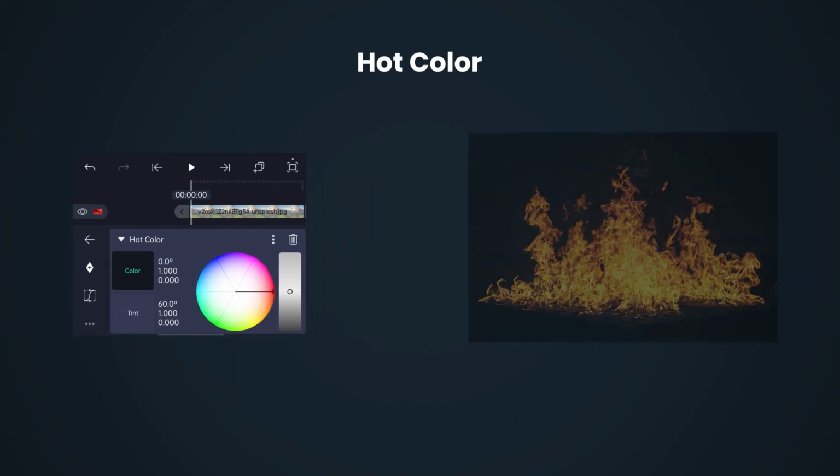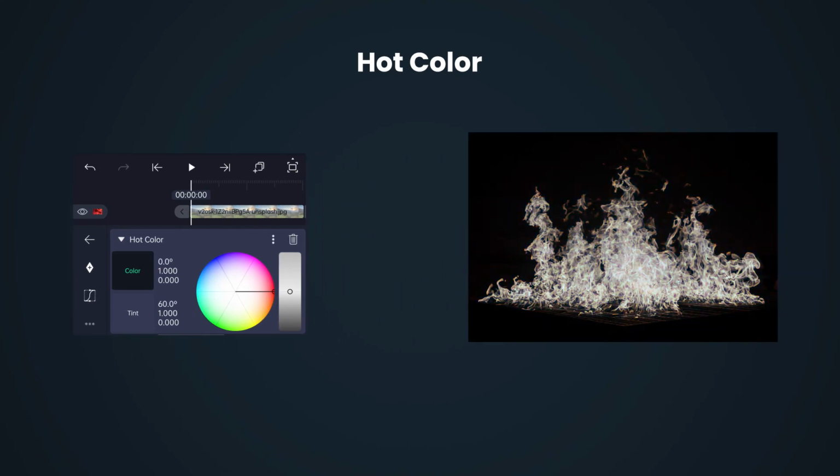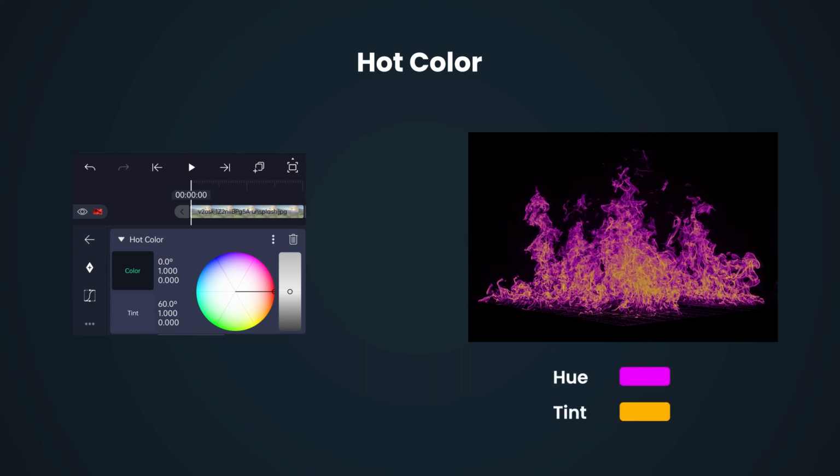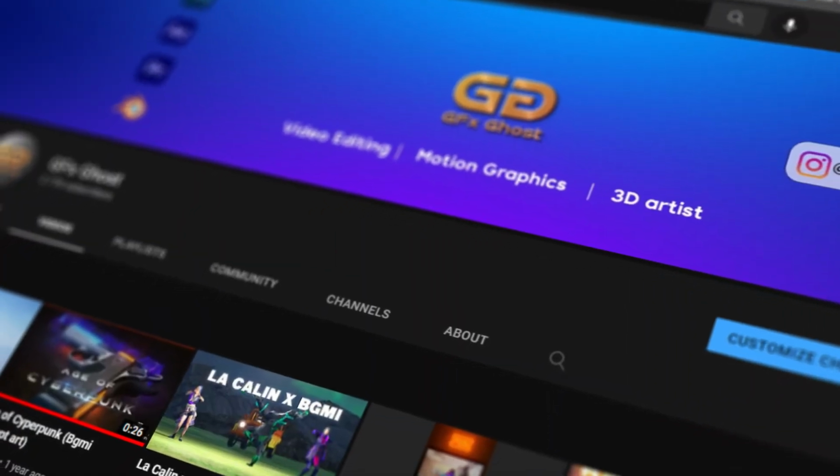Hot color is a stylizing effect. When you apply it to an image, first it creates a black and white copy of the image and then colorizes it based on the highlight and shadow. Hue controls the overall color and tint controls the highlight color. Let's change the color of the fire to blue. First set the hue to blue and then set the tint to sky blue. And you're done. Now the fire is blue.